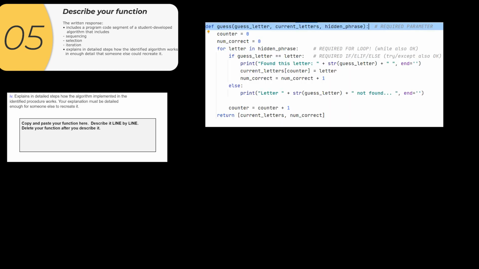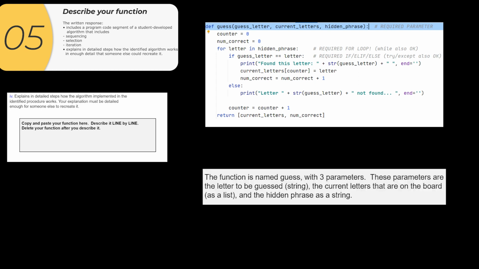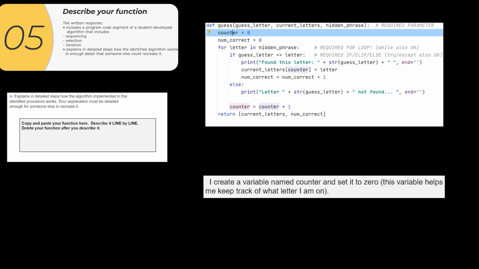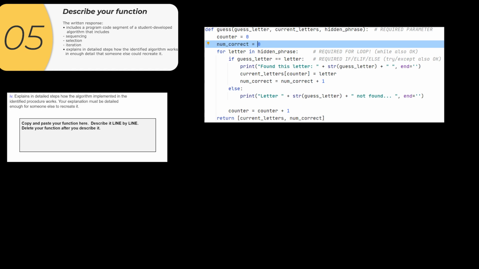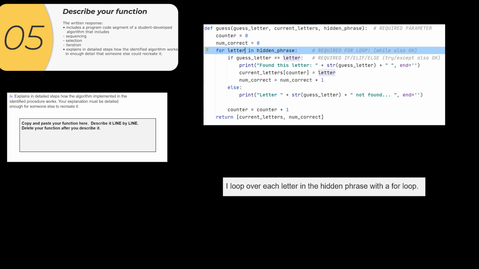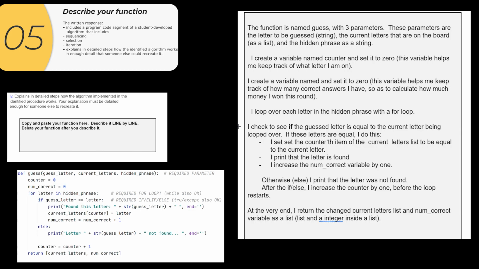So let me show you how it works. In my first line of code, I have the function and parameters, and so I'm going to describe that. My function is named guess with 3 parameters, and then I describe the parameters. My second line of code, I make a variable, so I write that. I create a variable named counter, and I set it to 0, and then I describe the variable. My third line of code, I made another variable, and I do exactly the same thing. My fourth line of code, I use a for loop, so I mention I loop over each letter in my hidden phrase with a for loop, and so on and so forth. And at the end, you end up with an answer that looks kind of like the one that you see here.